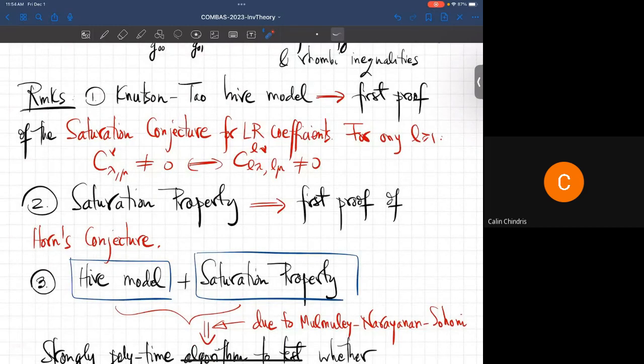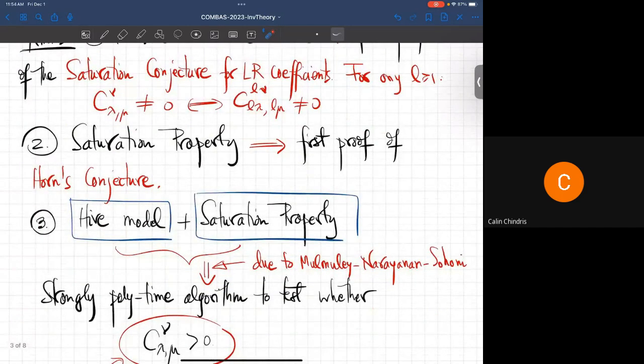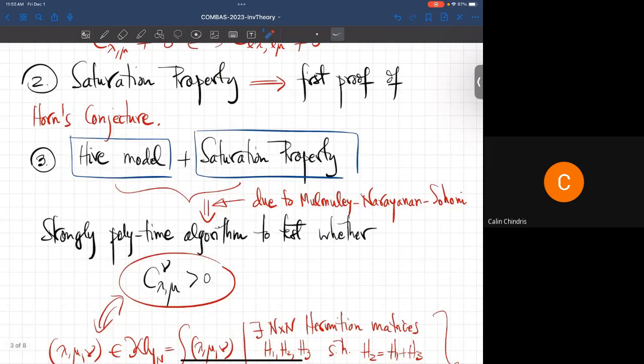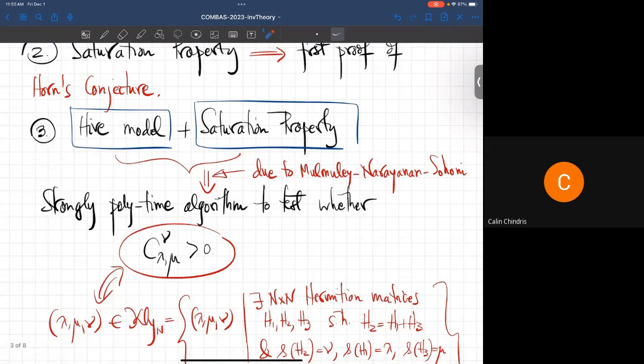Yeah. And recently, in the context of algebraic complexity, the hive model, this very explicit, simple combinatorial description of the LR coefficients, combined with the fact that the LR coefficients are saturated, was used by Mulmuley, Narayanan, and Sohoni to provide a strongly polynomial time algorithm to test the positivity of the LR coefficients. And so in theory, this is a good thing. But practice is a different story.